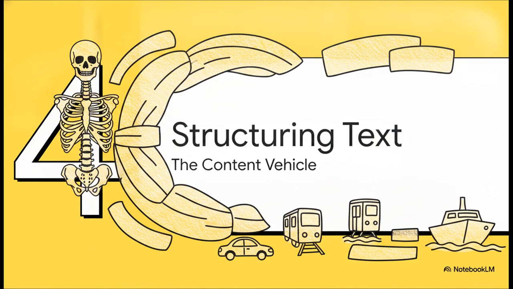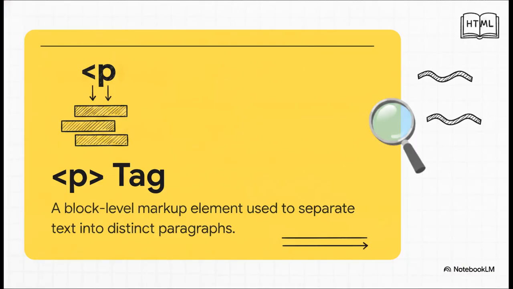Next up, Section 4. Structuring text with paragraphs, our main content vehicle. If headings are the skeleton of our page, well, paragraph tags are the muscle. Because they are block-level elements, browsers will automatically add spacing before and after a paragraph tag, which makes your detailed sentences really readable and clean. It's basically how you fill in all the crucial details beneath your H2 and H3 subtopics.